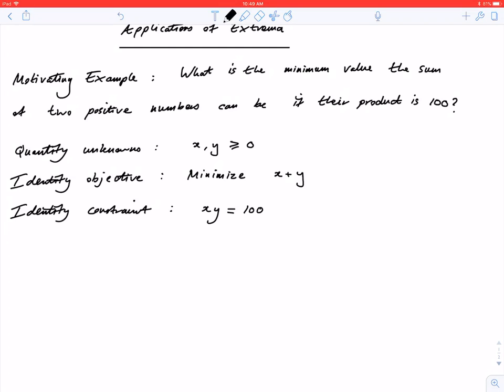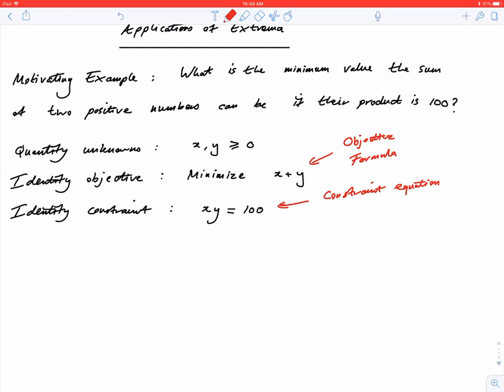Okay, so I've got two pieces of data then, essentially. I've got an objective, which is a formula, x plus y, and I'm trying to minimize that subject to the constraint that x times y is equal to 100. So this is called the objective, I'll call it the objective formula, maybe. And this is called the constraint equation.